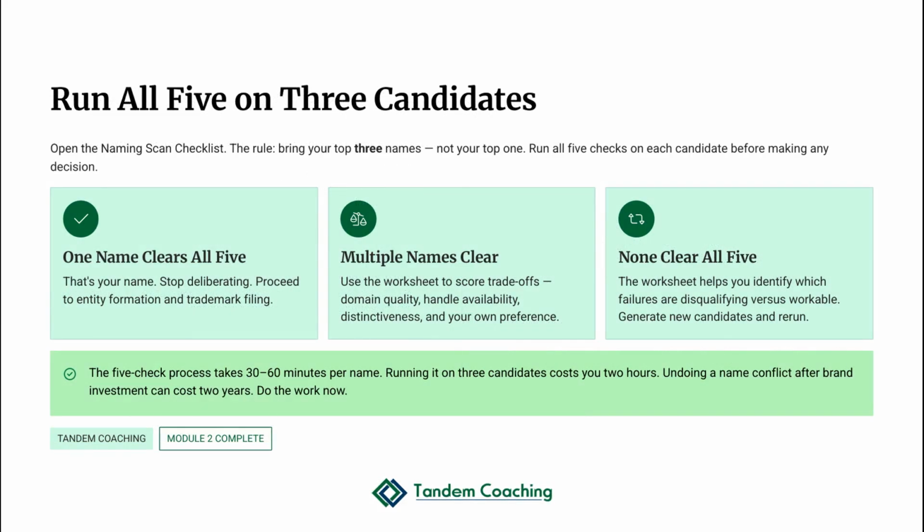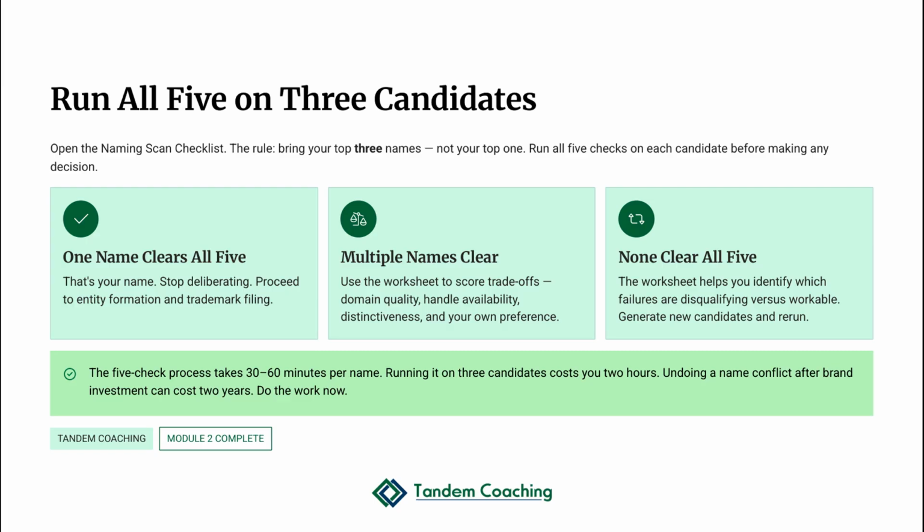Open the naming scan checklist and run all 5 clearance steps against your top 3 name candidates, not your top 1-3. If one of the 3 names clears all 5 checks, that's your name and you can carry it into Module 4's formation steps. If none of the 3 clear all 5, the worksheet helps you score the trade-offs. A name that clears 4 of 5 with a defensible workaround on the 5th may beat a name that clears all 5 but doesn't fit your positioning.